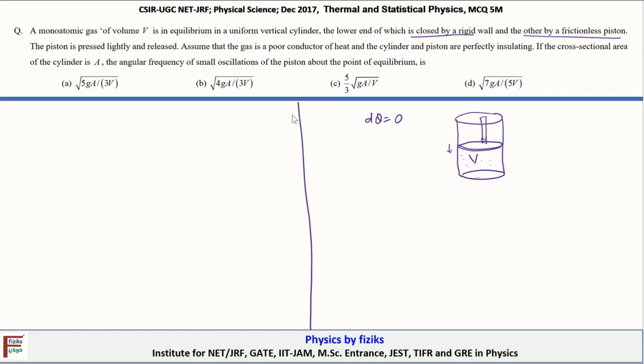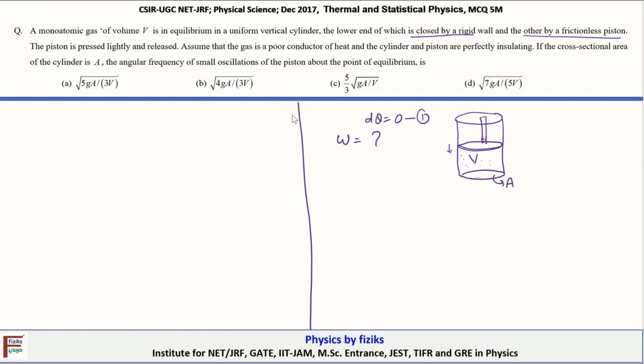It's a poor conductor of heat, and the cylinder and piston are perfectly insulating. It's further given that the cylinder and the piston are perfectly insulated, so this relationship is valid. The cross-sectional area of the cylinder is A, that is given. We have to find the angular frequency of small oscillation of the piston about the point of equilibrium, that is, with what frequency the piston will oscillate.